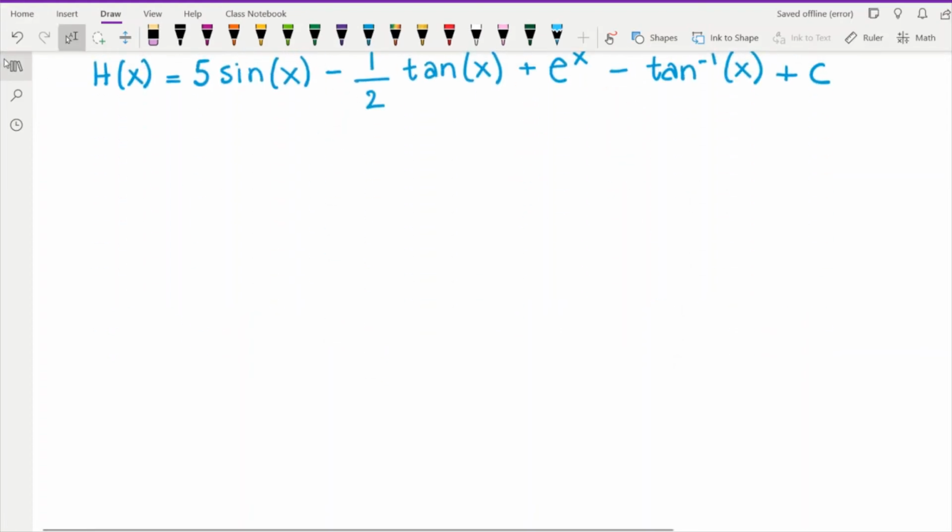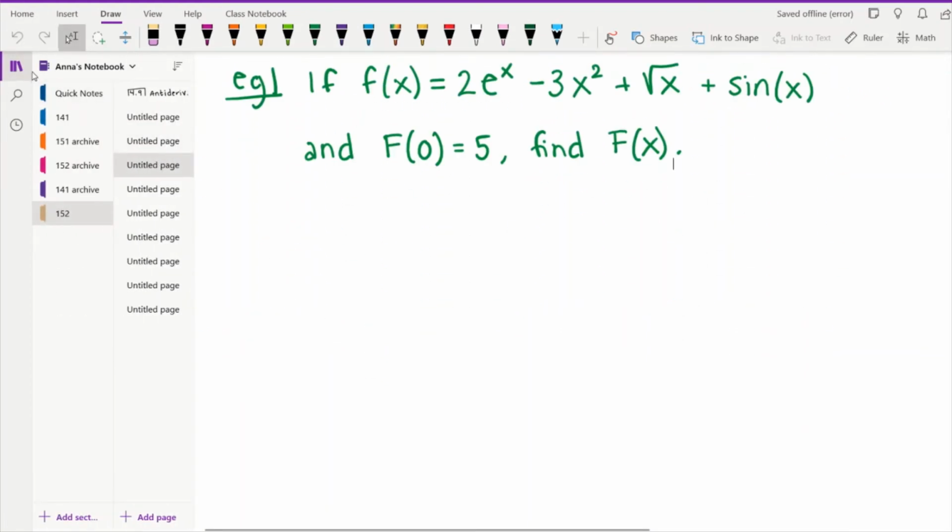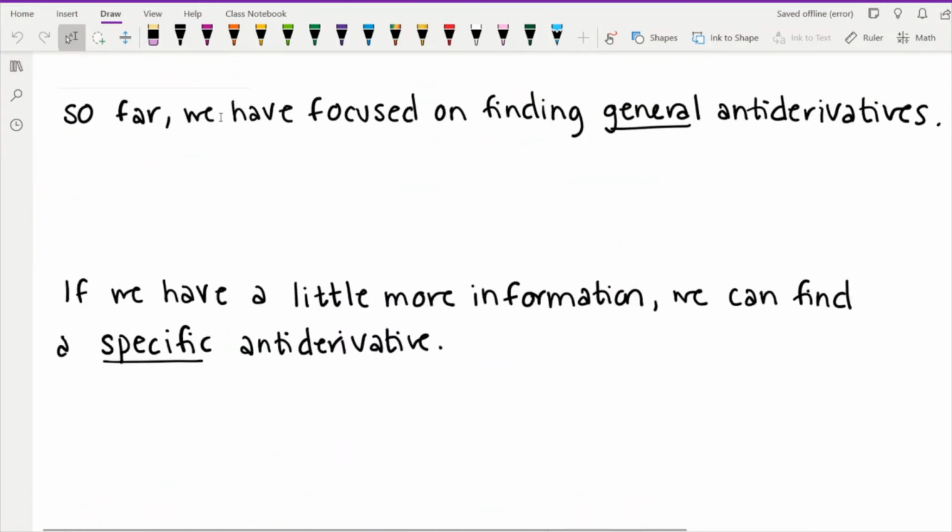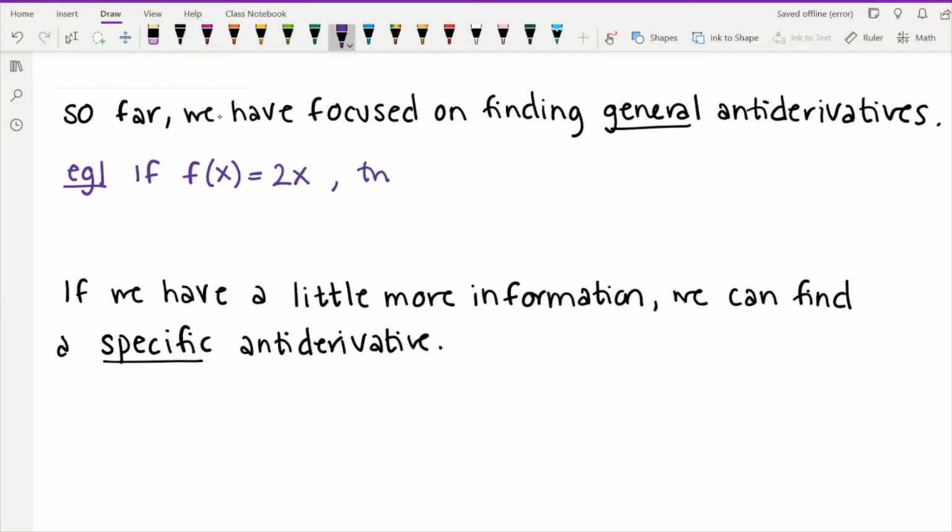Okay, so far in this video, we've been talking about finding general antiderivatives. Right? So we've had this whole plus c business. The first example that we started with in this video was, if our original function is equal to 2x, then we know that the antiderivative would be x squared plus c. That is what's called a general antiderivative.